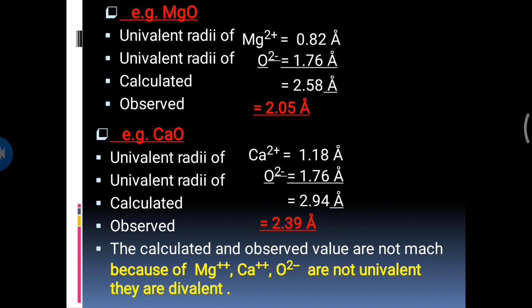So that's why we need to convert the polyvalent ionic radii of magnesium oxide to univalent radii or crystal radii. Then observed and calculated radii are equal. They agree, observed and calculated. So next example, calcium oxide.